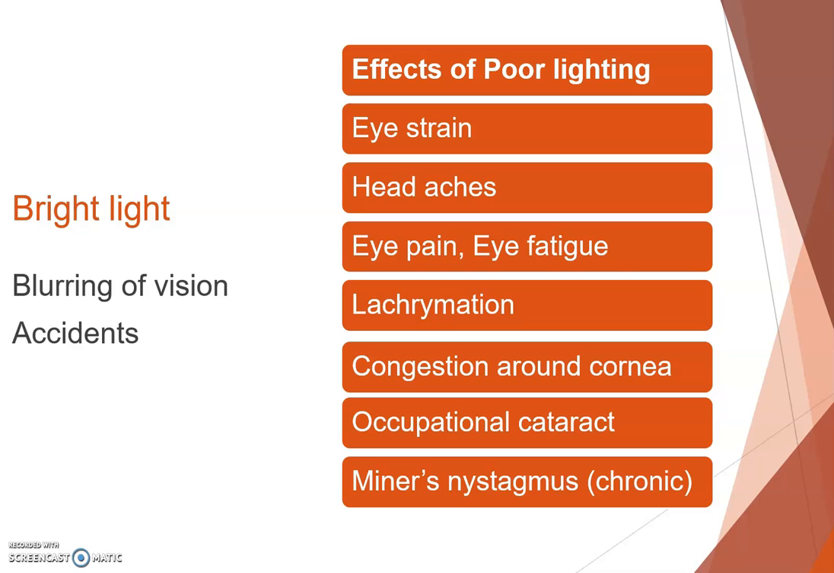fatigue of the eye also. And if a person is working for long in poor illumination, he can have chronic effects also, like miner's nystagmus. That is one condition where a health hazard occurs due to chronic exposure to low illumination. And also there can be blurring of vision and accidents. More accidents occur when the light is more or less.